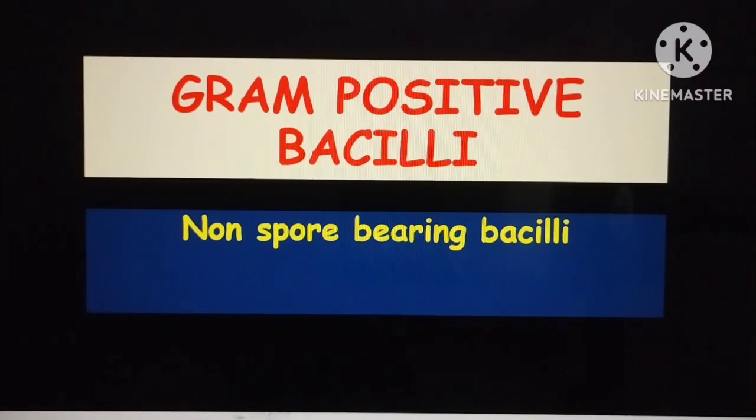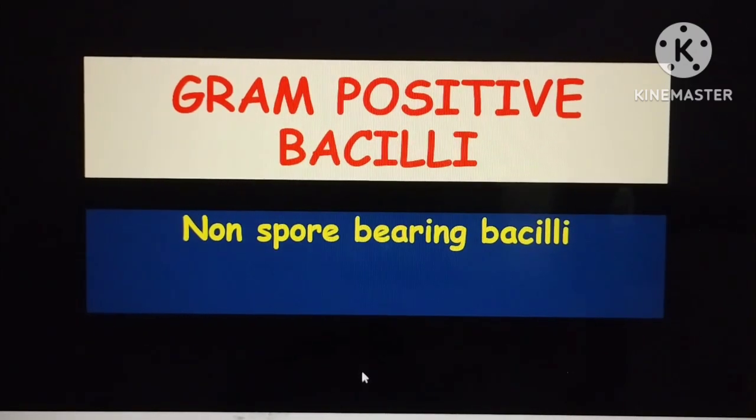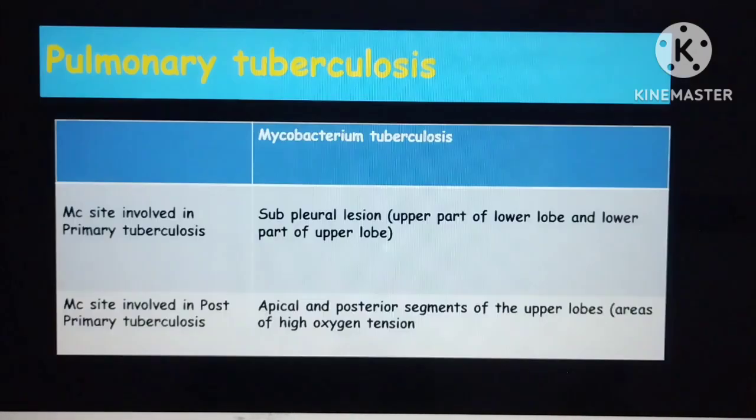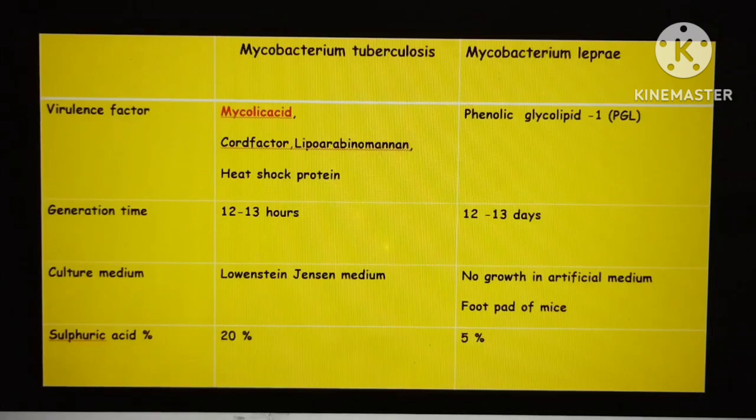So hello friends, in this session, the previous session was about gram-positive bacilli spore-bearing organisms. Now here we have the gram-positive bacilli which are the non-spore bearers. First in this we'll be dealing with Mycobacterium tuberculosis. The first slide will be a comparison between tuberculosis and leprae.